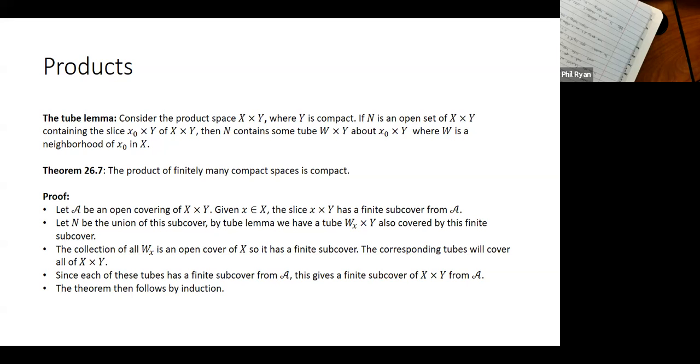Okay, so we do the usual thing. We start off with an open covering A of our product space, and we want to show that there is a finite subcover. Now, for each x in big X, the slice that's associated with x has a finite subcover from A. So let N be the union of this subcover. Then by the tube lemma, we have a tube for each x, a tube also covered by this finite subcover.